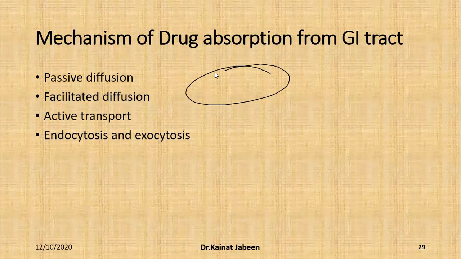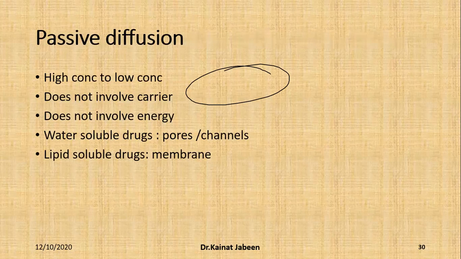Passive diffusion, what is it? Diffusion means movement of molecules from a high concentrated area to a low concentrated area. In passive diffusion, the same thing happens. The drug moves from the area where it is present in high concentration, for example in the gut, toward the blood where it is present in low concentration. It does not involve any carrier and does not need any energy.